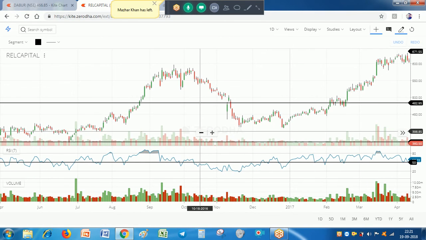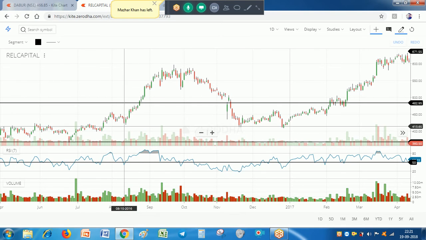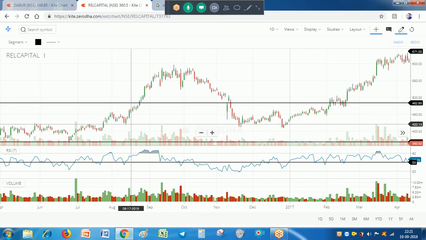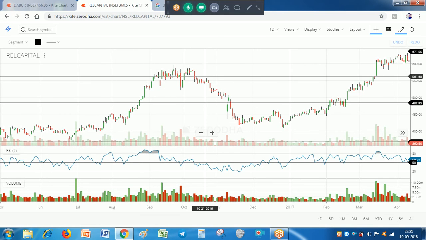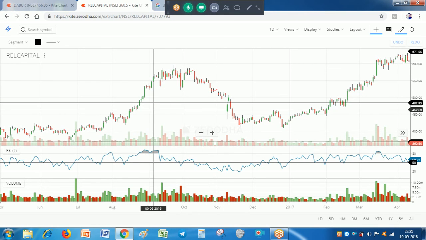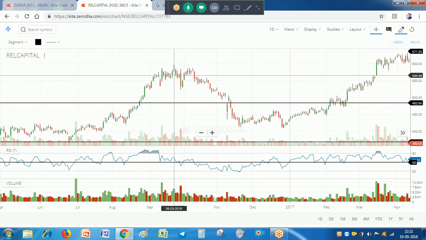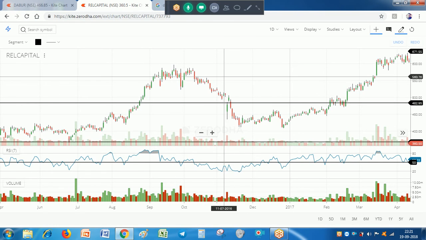You could see there is one more pattern, friends. This is one more pattern. It's similar to a double bottom also, and there is a rounding, inverted rounding bottom also, inverted rounding bottom, ulta rounding bottom, okay. So this is also a reversal pattern.